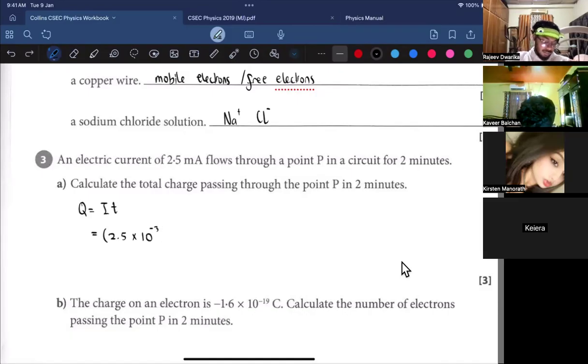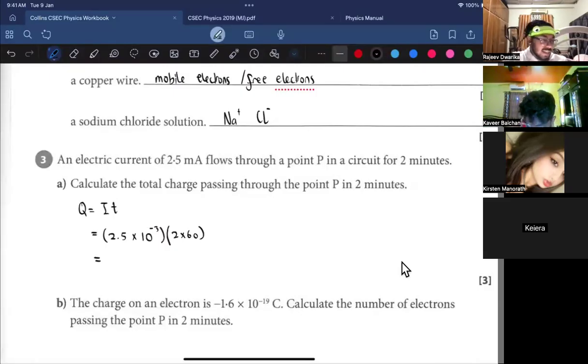And the time is 2 minutes. Change that to seconds. So what would you do? 60 by 2 is 120.